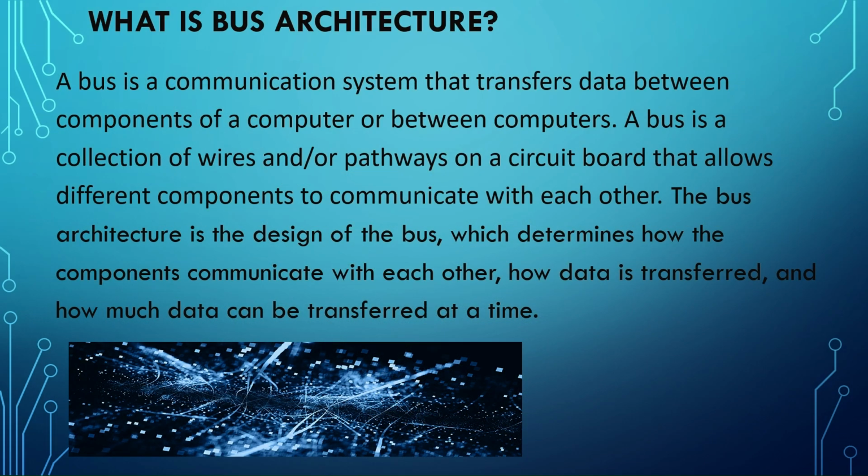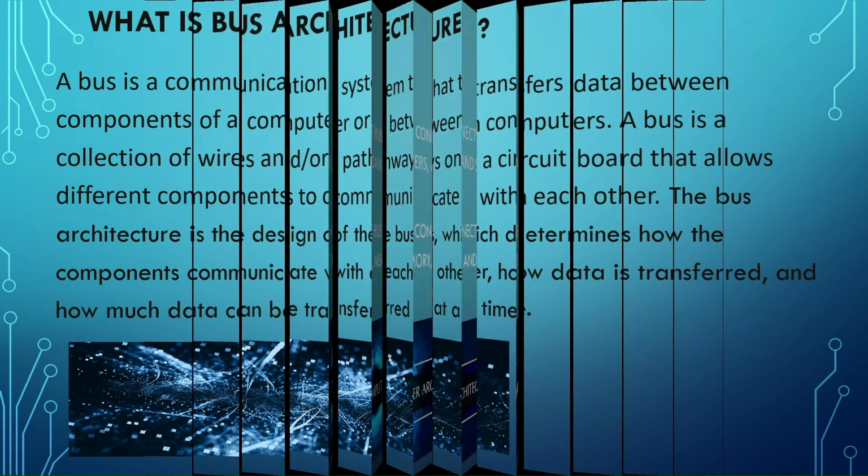A bus is a communication system that transfers data between components of a computer or between computers. A bus is a collection of wires and pathways on a circuit board that allows different components to communicate with each other. The bus architecture is the design of the bus which determines how the components communicate with each other and how data is transferred and how much data can be transferred at a time.